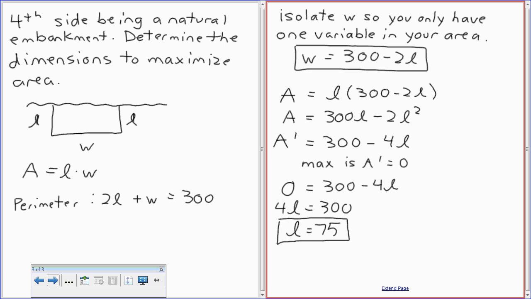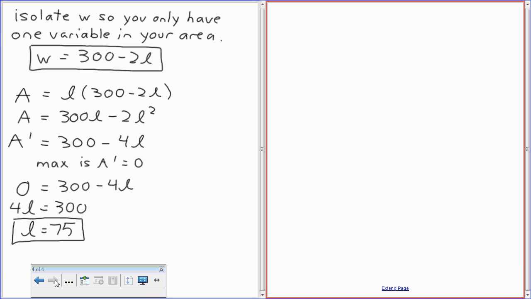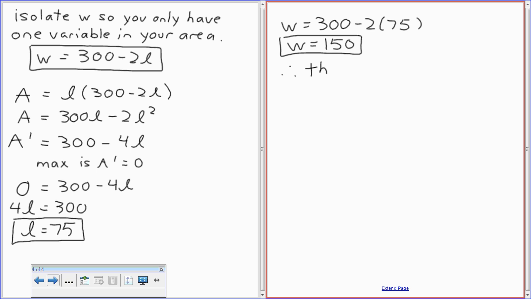Okay. Then back into here, my width then equals, what's my width? Therefore, the optimum area is 75 by 150.